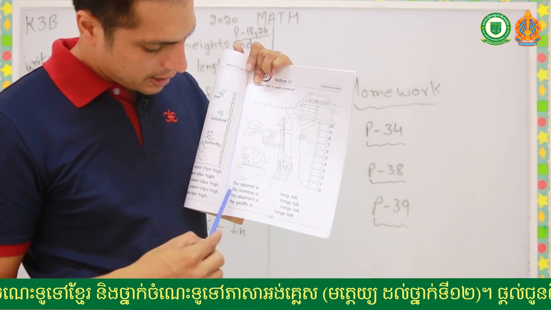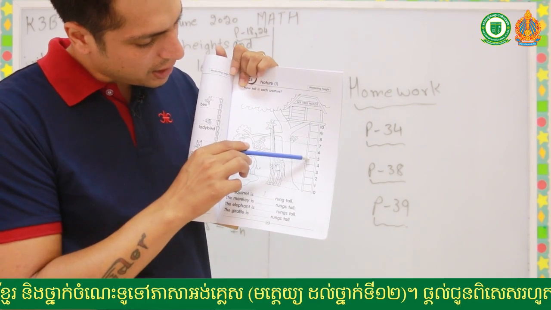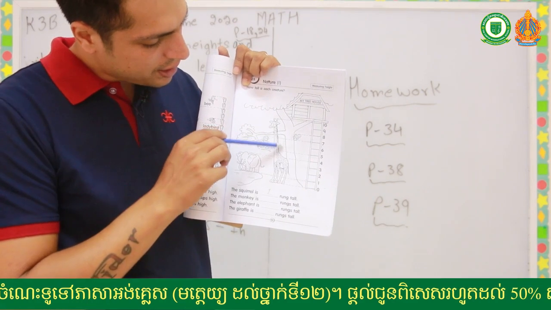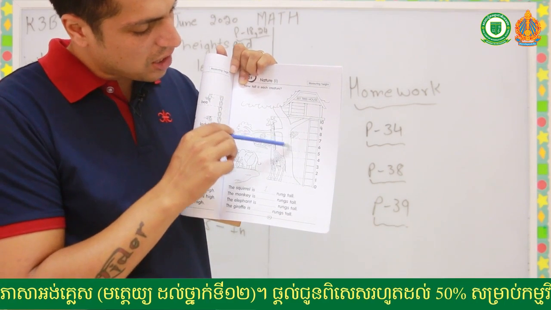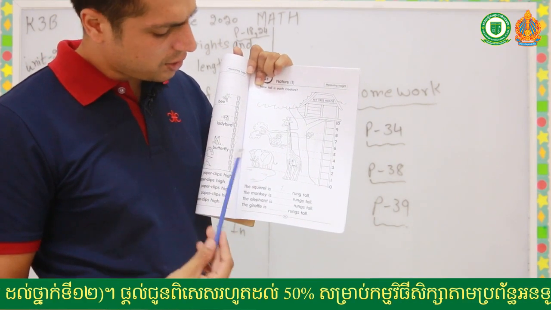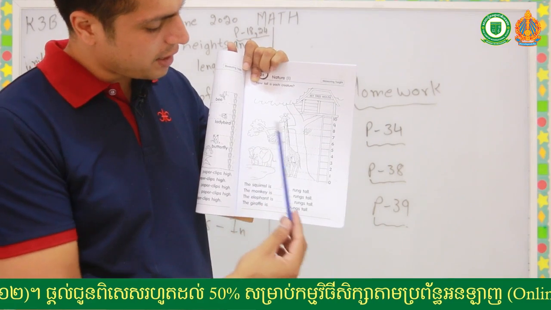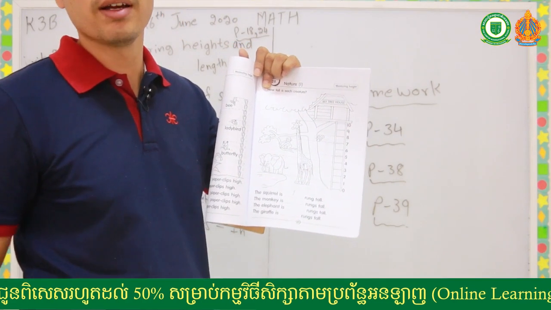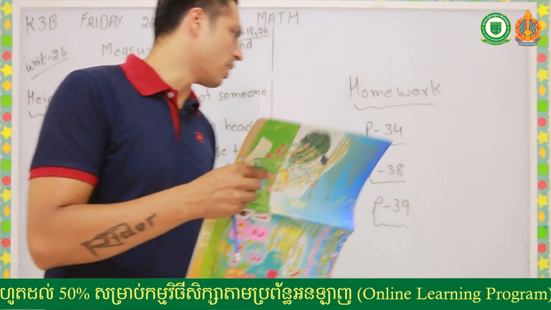Okay, next the monkey. Now the monkey starts from here. Okay, you can see the dotted lines. Okay, you need to count between these dotted lines. Okay, only 2. So I need you to find out for elephant, giraffe, monkey and squirrel. Okay, so this is your last homework.